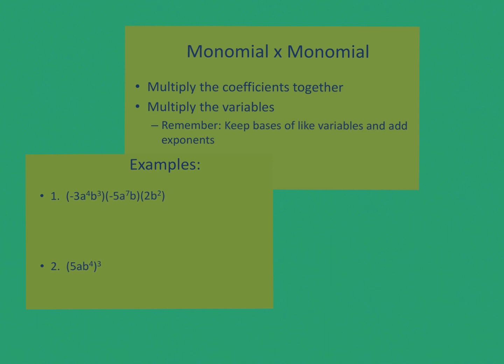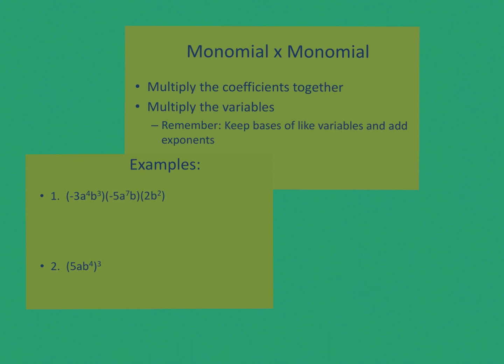We're going to get started with the first set, which is called monomials multiplied by other monomials. Remember what we talked about last week and earlier this week: monomials are one term. It's probably a coefficient and some variables, and the variables have some exponents. When we multiply monomials by monomials, we multiply the coefficients together, including their signs, and then we multiply the variables.